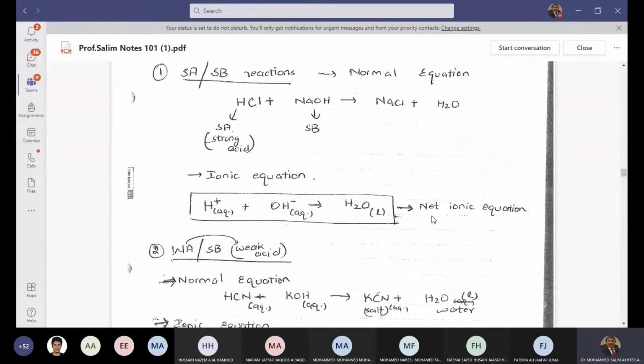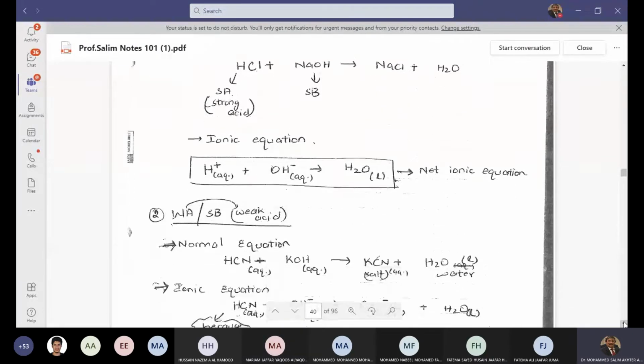My friend, H2O is the net ionic equation for any strong acid combined with any strong base. So this is your normal equation which I showed you, and this is the net ionic equation I'm showing you. Very important. Net ionic equation. Very important. Now, my friend, let's go to the second classification.